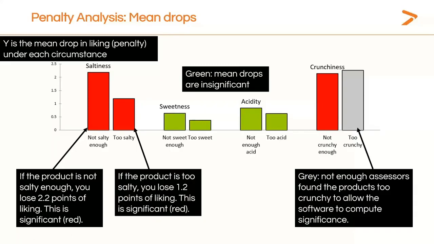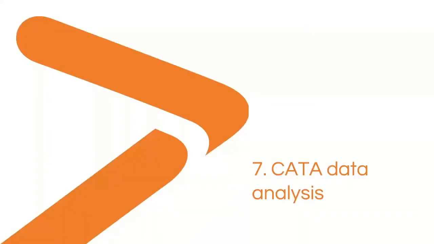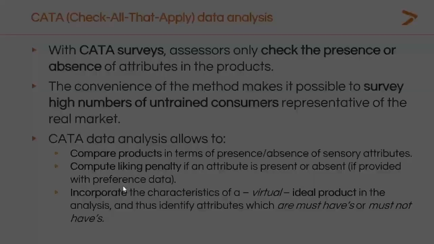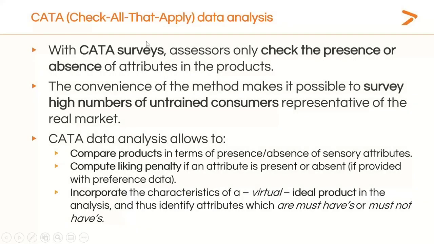We didn't have this kind of precision in external preference mapping. Okay, now let us switch to the last feature I'm going to investigate here, the CATA data analysis feature. I remind you that a CATA survey is binary, so we ask the respondents to check all the words that best describe a certain product. And with CATA surveys, assessors only check the presence or absence of attributes in the products.